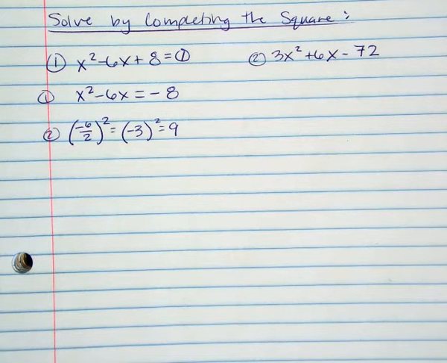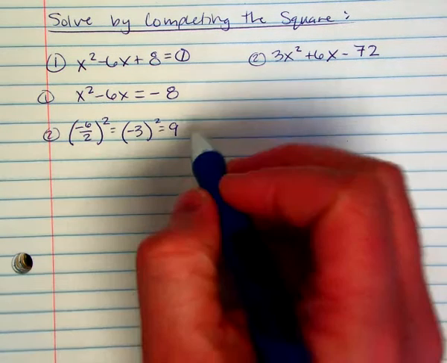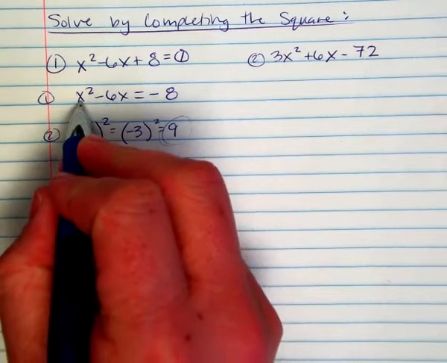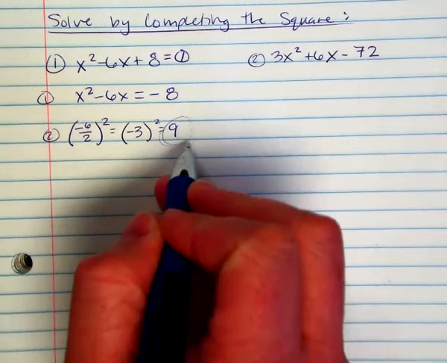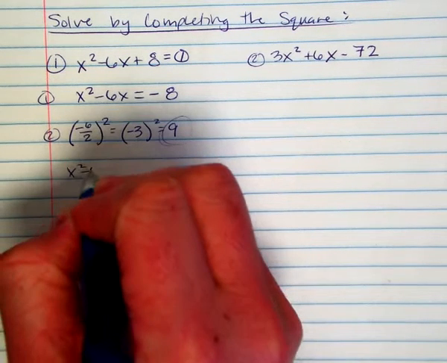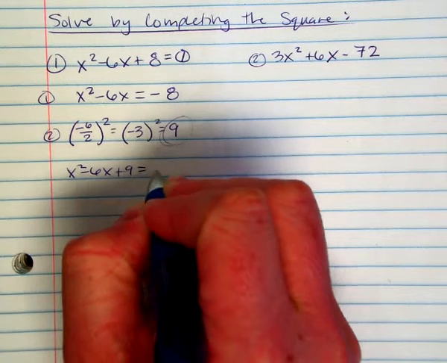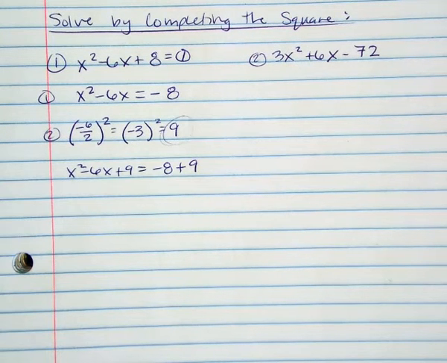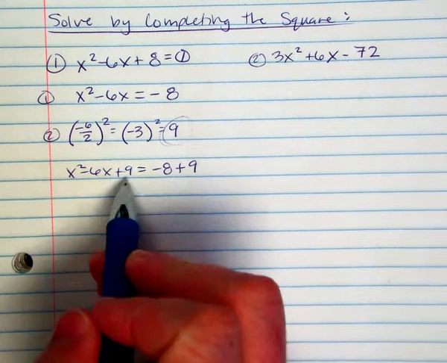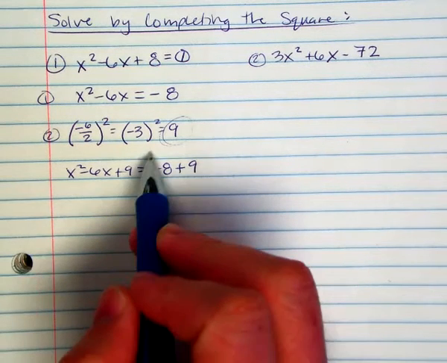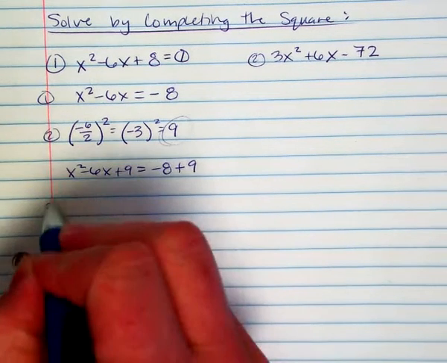It also says in step 2 to add this number to both sides. So x squared minus 6x plus 9 equals negative 8 plus 9. So I'm just going to put that plus 9 because it's a positive 9 on each side. Now I'm supposed to factor this on the left and simplify this on the right.